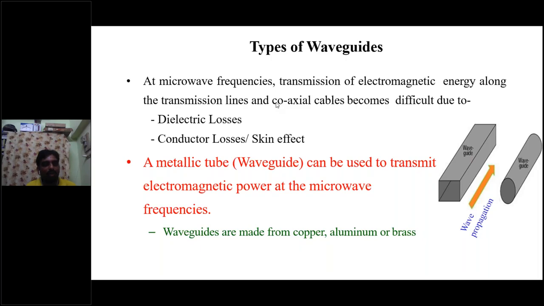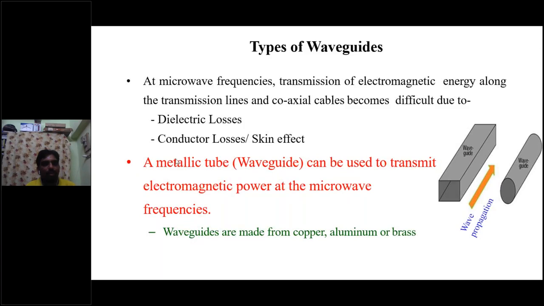Even though we transmit the information, we have a problem of losses. Loss means that whatever information you send at the transmitter does not reach the output side properly. That is why the person on the other side is not receiving whatever information you send at the transmitter. This is the main big problem, and that is why we go for waveguides.